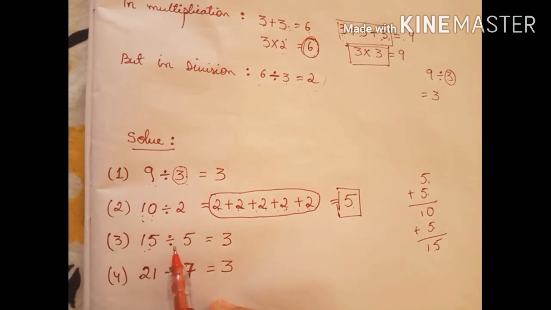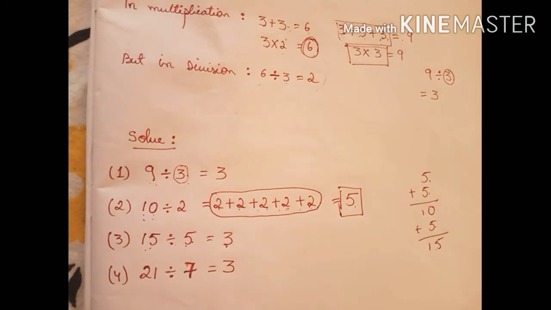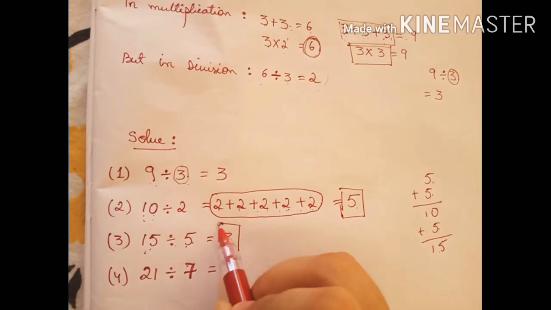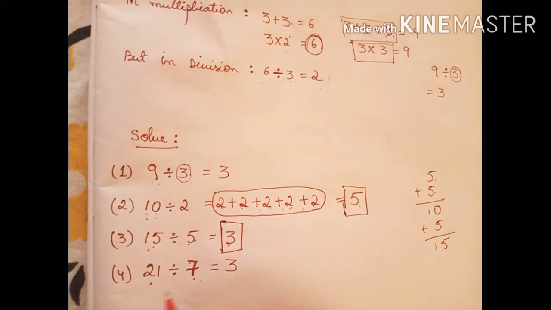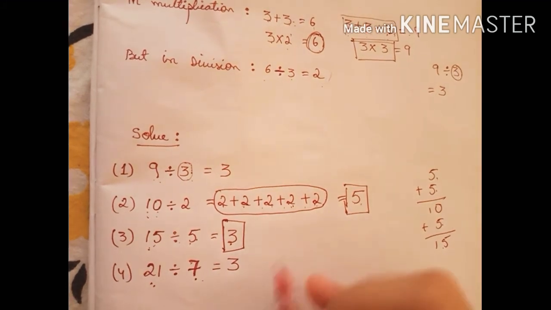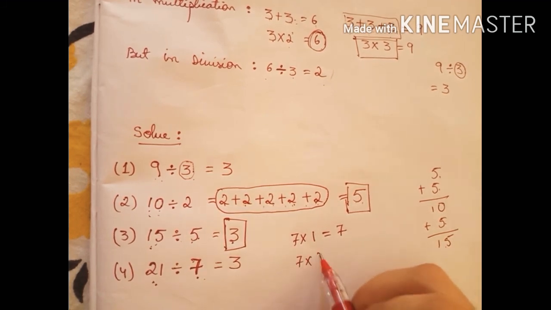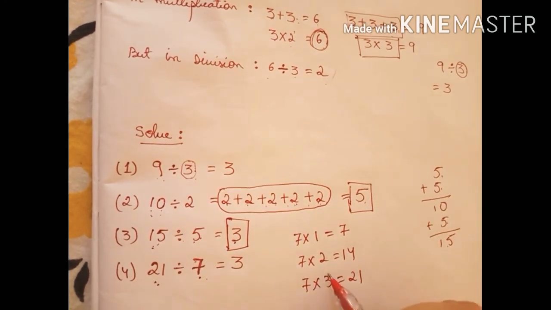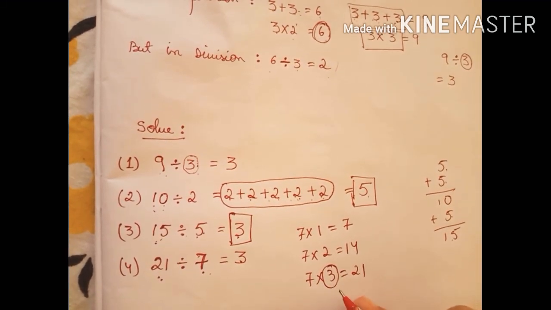And 15 divided by 5, how many times? 3. If we add 5 three times, then it will make 15. And how many times it makes is what you have to find. So it is the same here. 21 divided by 7, how many times 7 will make 21? But if you remember the multiplication table, you can just write it easily, because 7 into 1 is 7, 7 into 2 is 14, 7 into 3 is 21. So you have to write this 3 here. See, it becomes easy if you memorize the multiplication table.